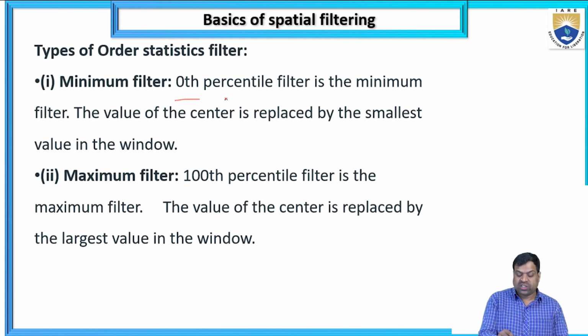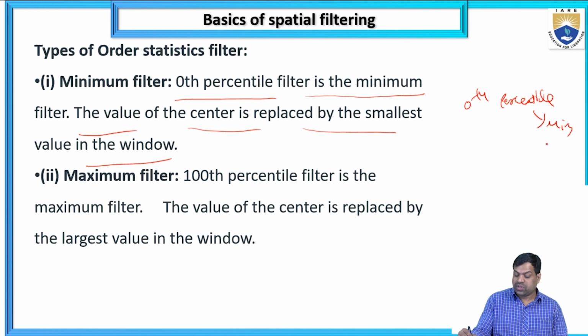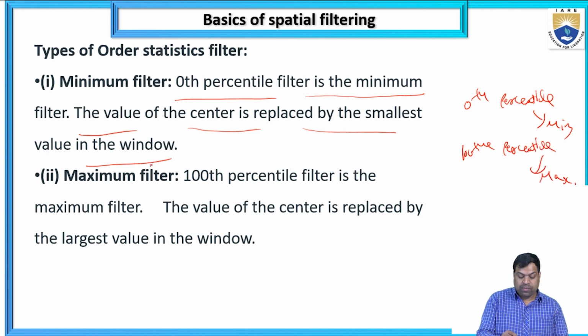The minimum filter is nothing but a 0th percentile filter, and the value of the center is replaced by the smallest value in the window. So the 0th percentile is the minimum, and the 100th percentile is the maximum. The 0th percentile filter is the minimum filter. The value of the center is replaced by the smallest value in the window.